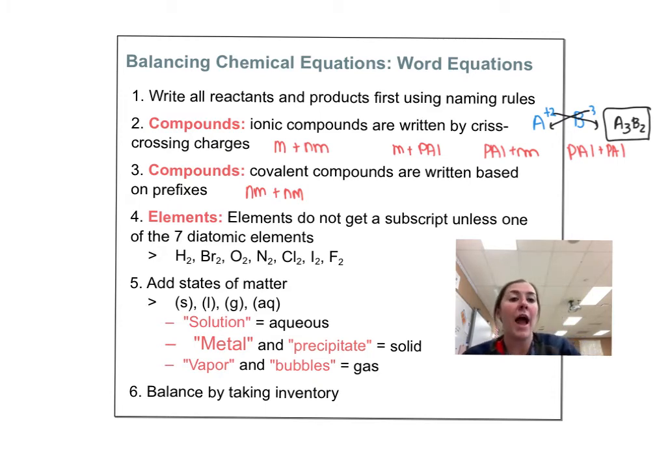Now that all of these steps are done, we can balance by taking inventory like we learned how to do on the last problem. Balance means we are putting the big coefficients in front. Taking inventory means we're counting how many are on either side to keep track of all the elements.